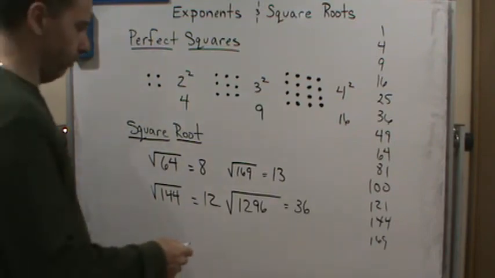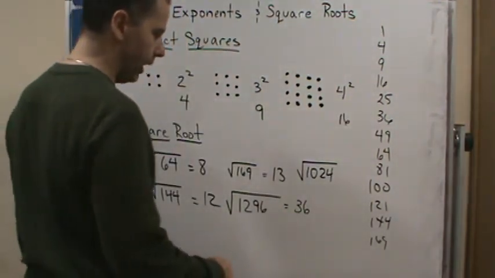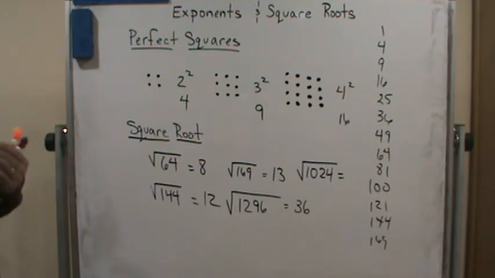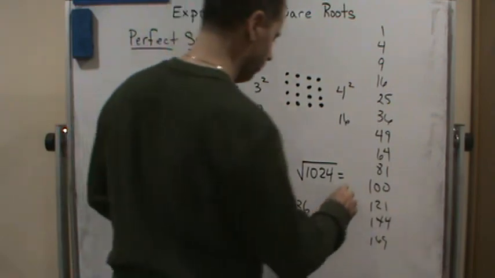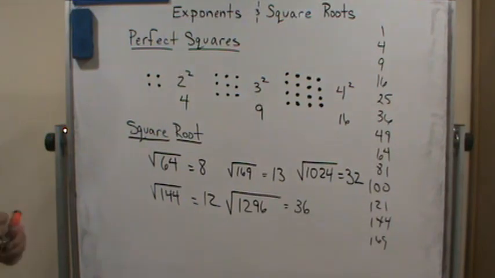Or if we do 1,024, if I want the square root of 1,024, well, I want to know what number squared is going to give me 1,024. Okay? And that number is 32.